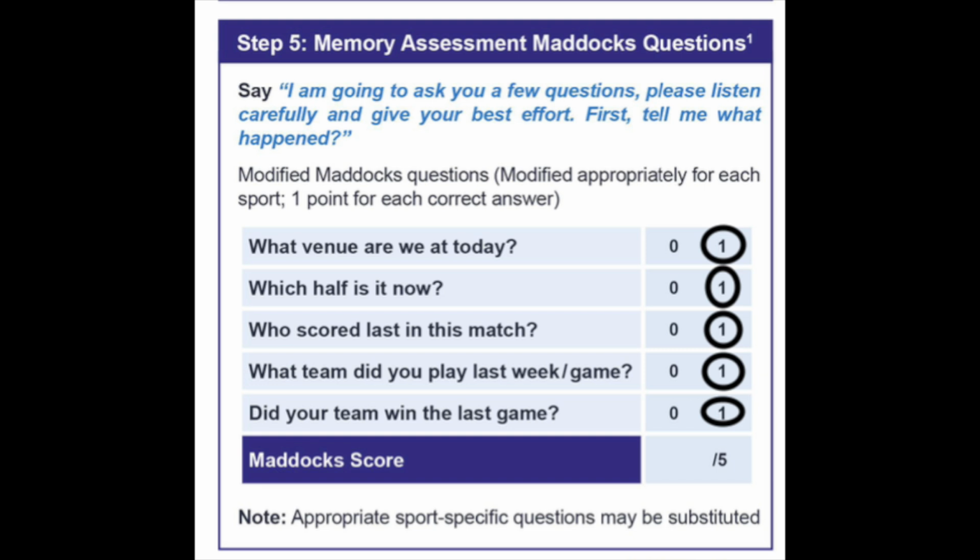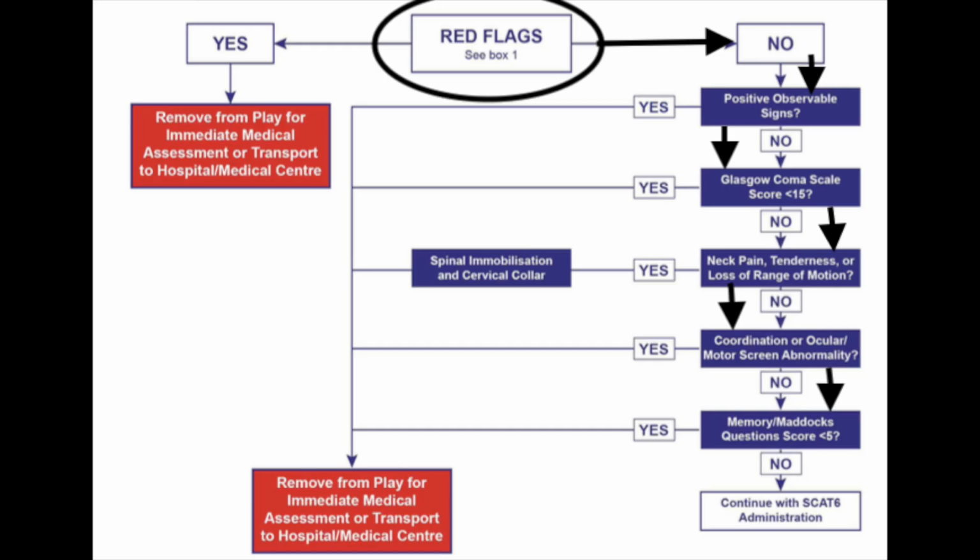Now that you've completed your memory assessment, add up all questions and place your total at the bottom. After completing the memory assessment, we have now completed the flow chart and we can continue with our SCAT6. We're going to go ahead and start our off-field assessment, okay? First, we're going to do some athlete background.